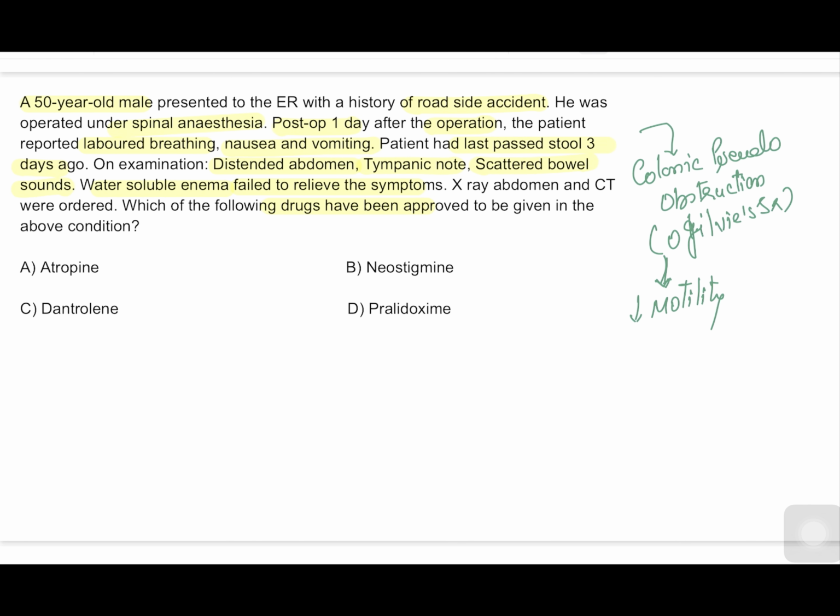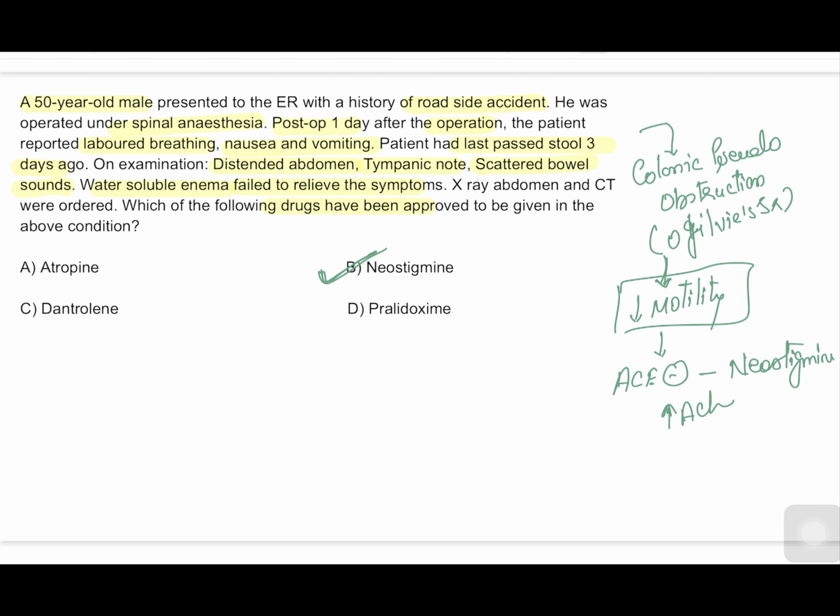So what treatment will you give? You want to increase the motility. So the treatment will be a drug which is an acetylcholinesterase inhibitor, that is neostigmine. Whenever you give neostigmine, it will increase the level of acetylcholine, which is a parasympathetic stimulation, which will increase the colonic motility.